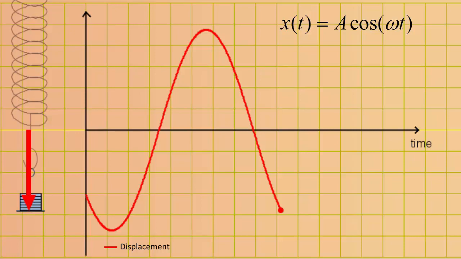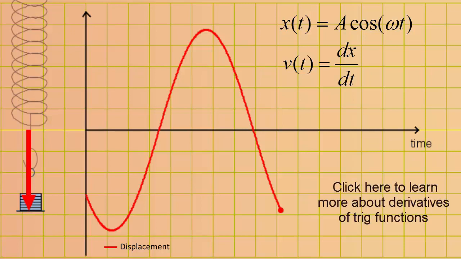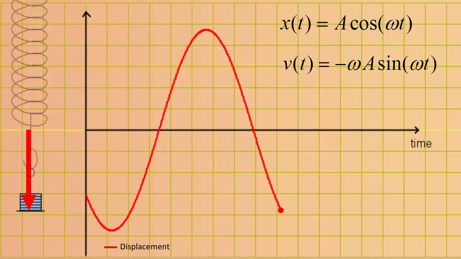Now that we have the displacement equation, we can determine the velocity of the oscillation because we have defined velocity to be the rate of change of displacement with respect to time. So the oscillator's velocity is found by taking the derivative of the displacement equation. The derivative of a cosine is a negative sine. So the velocity of an oscillator is equal to minus omega A times the sine of omega t. With some mathematical manipulation, the velocity can be written more simply as omega times the square root of the amplitude squared minus the displacement squared.